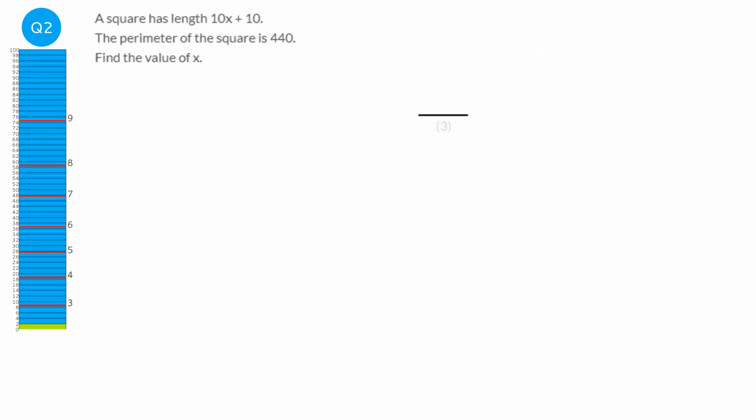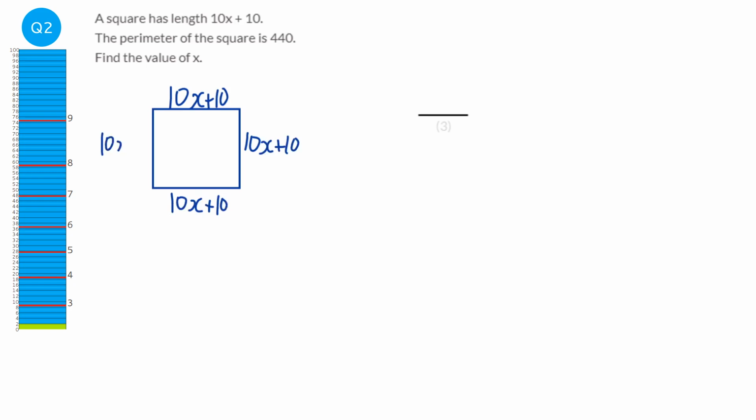First thing I'm going to do is just draw the square out, and we know the length of it is 10x plus 10, but it is a square, so that's the same all the way around it. But we're also told that the perimeter is 440. So we can work out the perimeter in algebra by multiplying 10x plus 10 by 4, or just adding up the 4 lengths that we've got.